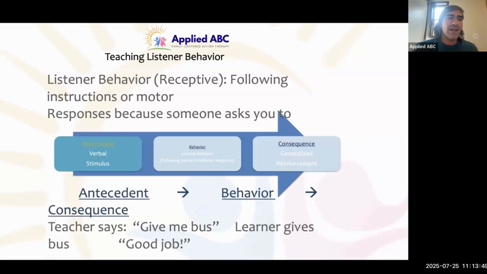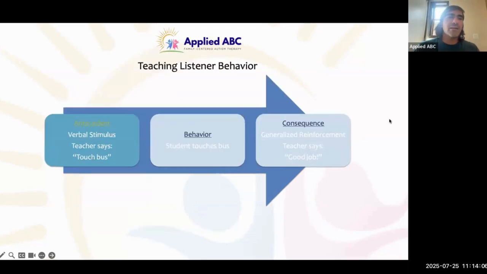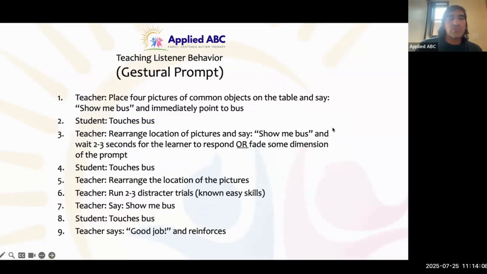Now we're on to listener receptive, which I just described when I was talking about distractors, but that's fine. Follow instructions or motor responses because someone asked you to. Teacher says, there are 3 pictures, a bus, a cat, a dog. Give me bus. They hand you bus. That's bus. Here's the reinforcer, the eighth of a cookie, whatever it is. Same deal.